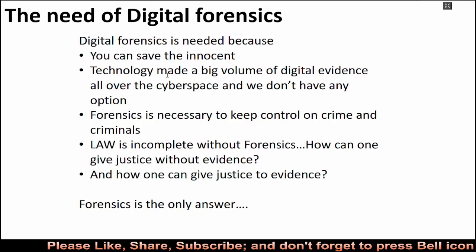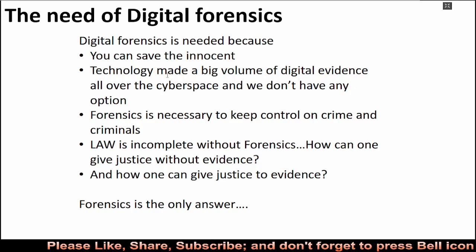Right now, as I am talking with you, my presentation is on the screen, you are viewing that presentation, and you are also listening to this. So we all are connected. We are having a complete large volume of data, which is what you can call digital evidence.